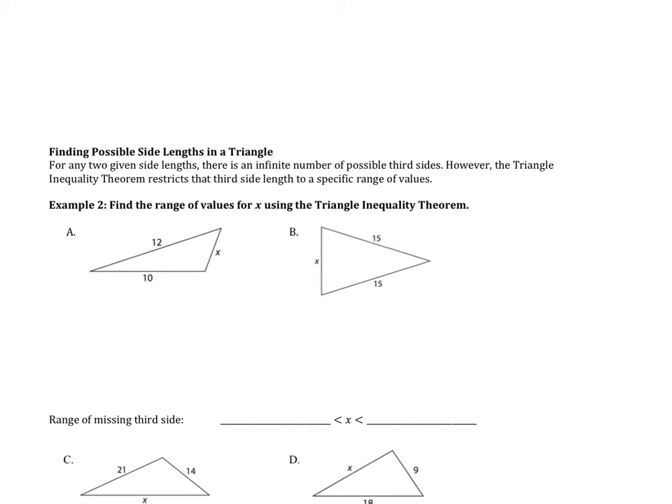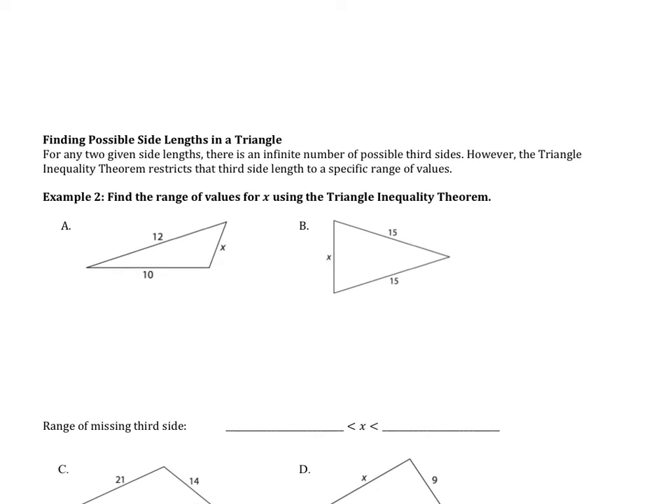okay, finding possible side lengths. So for any two given side lengths, there's an infinite number of third sides, right? There could be infinitely many. I can't tell you an exact amount. You could put in infinitely many. However, that triangle inequality theorem that we learned on the previous page does restrict that to a range of values.